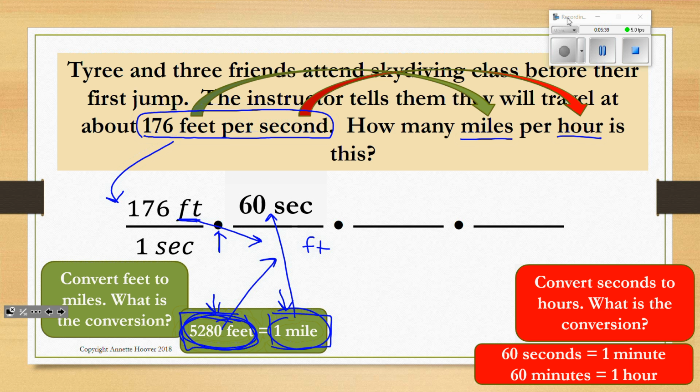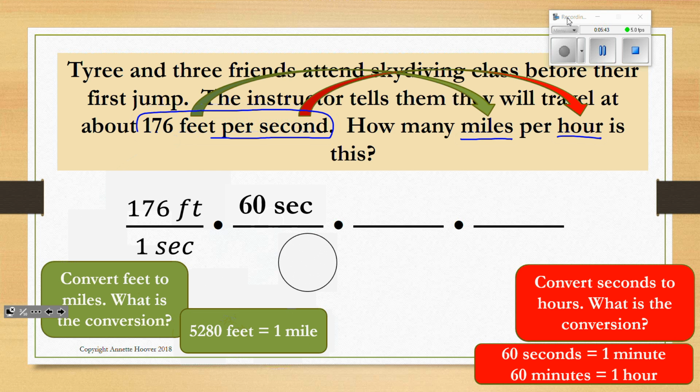Oh, I did the time first on my PowerPoint. So I'm going to back that up so I can do it this way. So we would do 5,280 feet in 1 mile. So we just cut and paste them. Now the feet cancel out, which is what we want them to do. So we have converted from feet to miles.